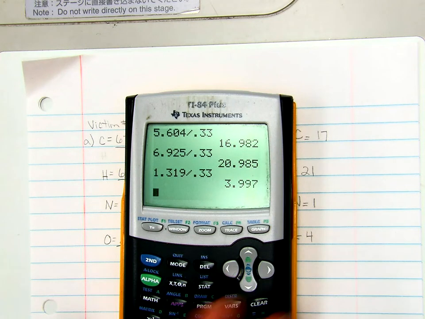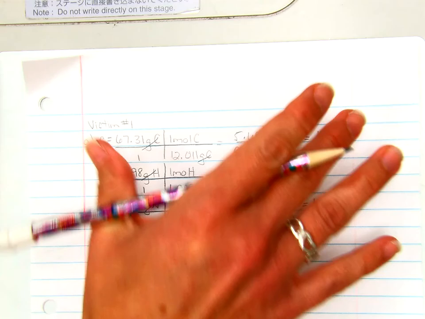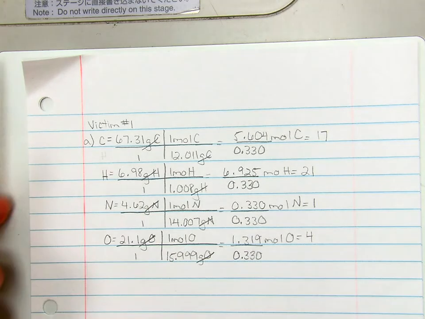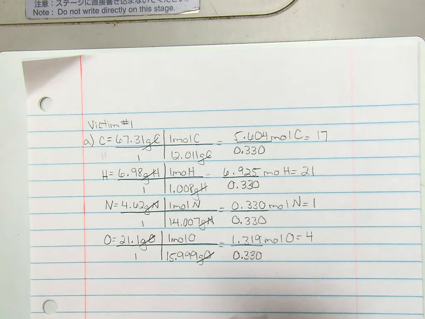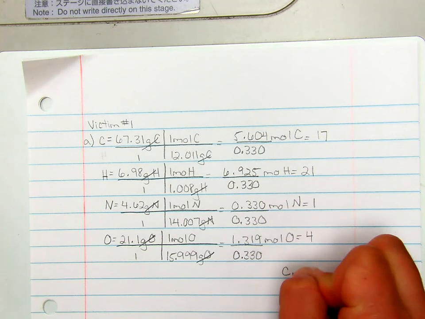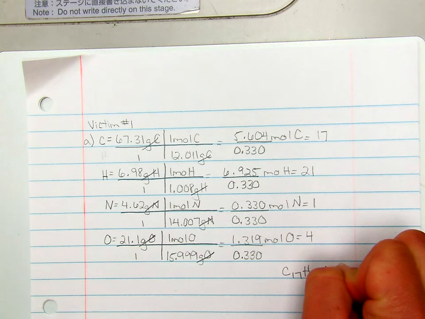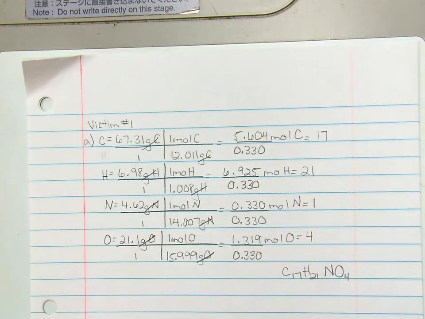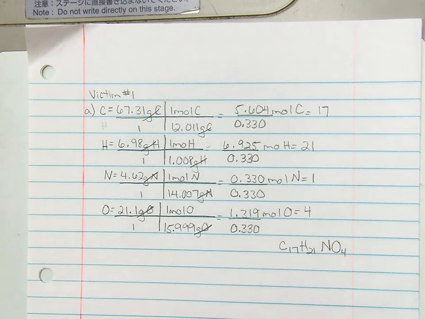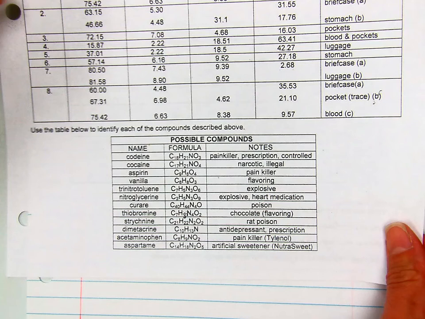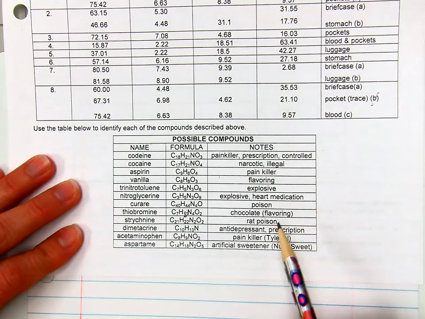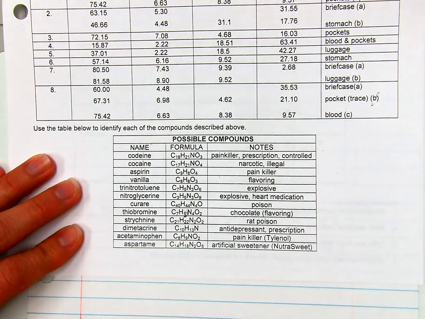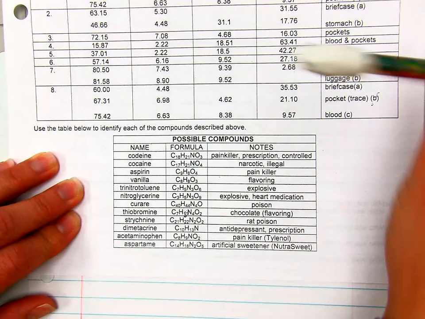So what that tells me is this substance found on victim 1 in the victim's blood and briefcase has the chemical formula C17H21NO4. And you are supposed to identify what that substance is. The only way to identify that is to compare it to a list of chemical formulas given to you. These are the possible compounds that you will find in the victims or around the victims. If we look down the middle here for C17H21NO4, we identify that substance to be cocaine.